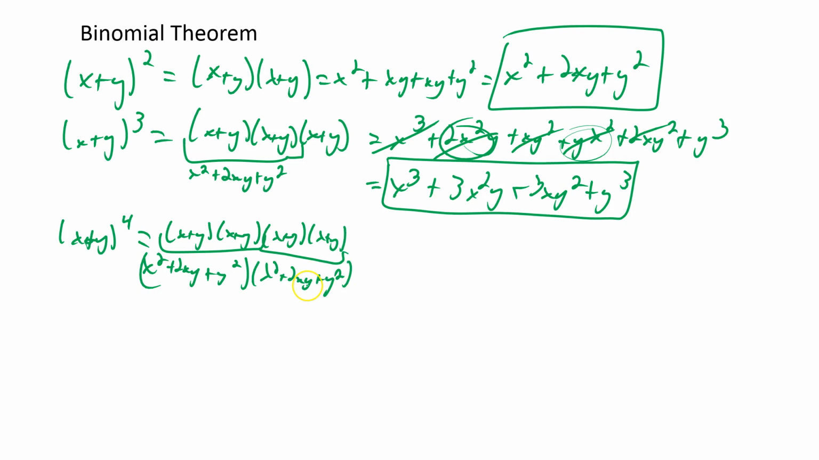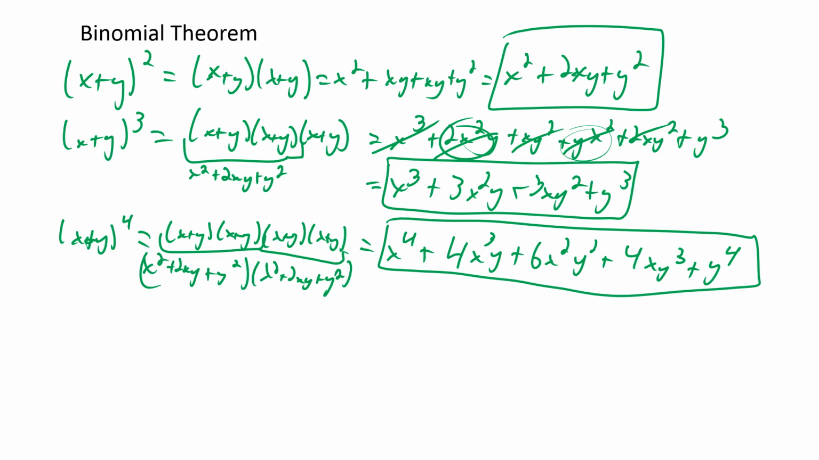If you want to multiply this out on your own, you can. But I'm getting to what is going to be a general pattern here. This is going to be x to the fourth. But notice once again the x goes down in power, the y goes up in power. So x to the fourth, plus 4x cubed y plus 6x squared y squared plus 4xy cubed plus y to the fourth.